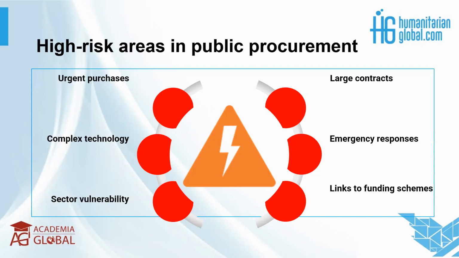The other one is linked to funding schemes, which is a big chance of corruption or a high risk area. In this case, these are funding schemes that limit the donor's control over a project. So when a donor just releases the money and they do not have visibility of the project, or they have no control over the project, then those might increase opportunities of corruption happening.